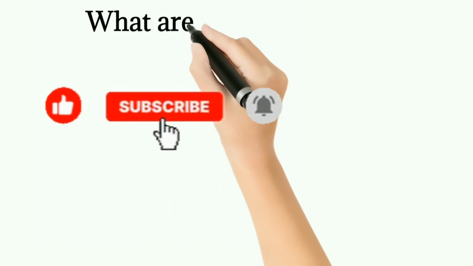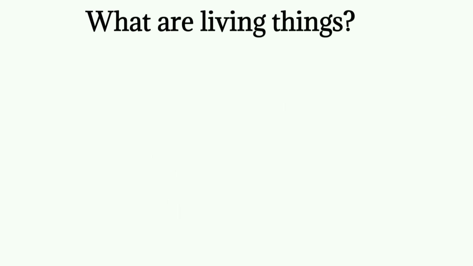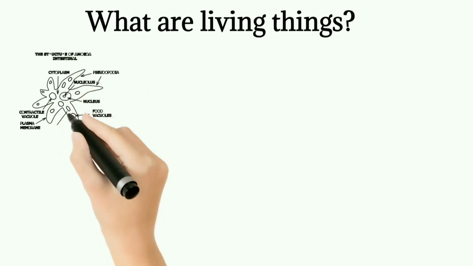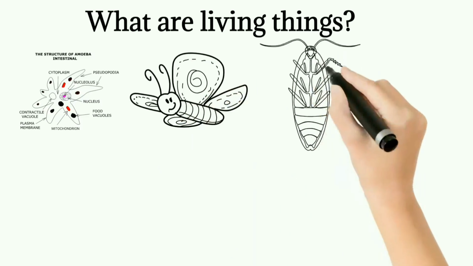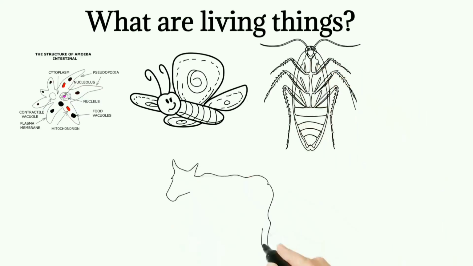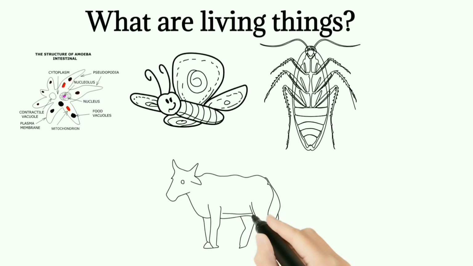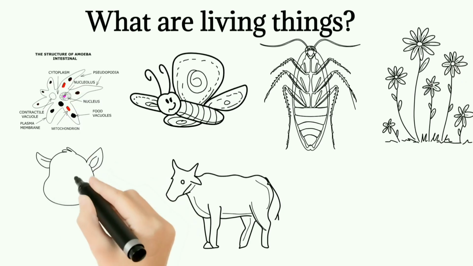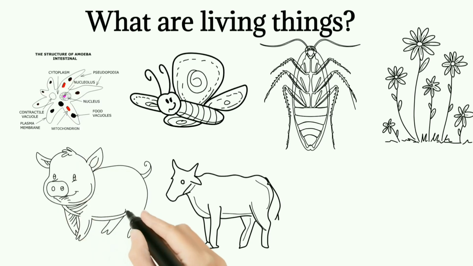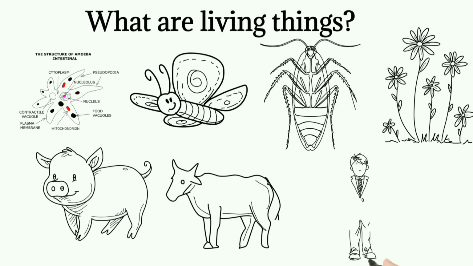So, what are living things? Living things are things that have life in them, meaning they can carry out some life processes. They range from microscopic organisms to macroscopic organisms. Microscopic organisms are organisms that cannot be seen with your naked eyes, except with the use of a microscope, while macroscopic organisms are organisms that can be seen with your naked eyes.